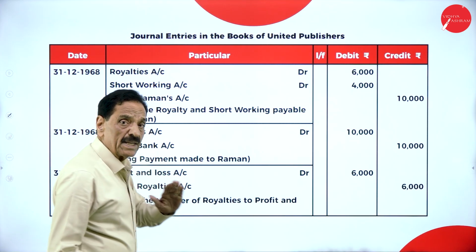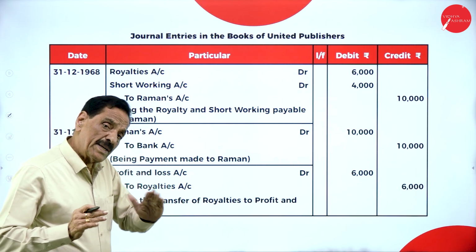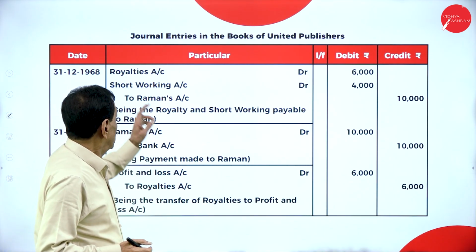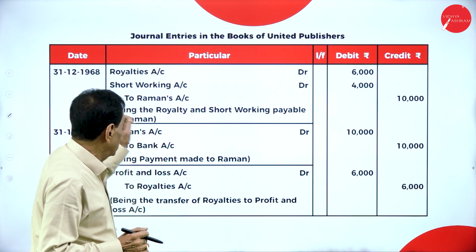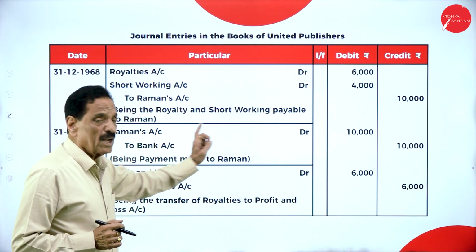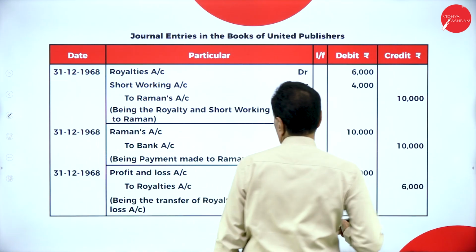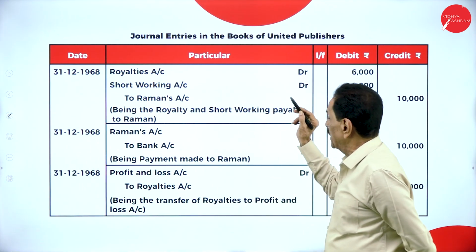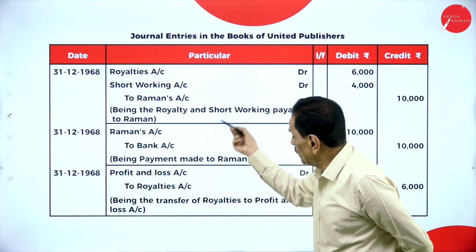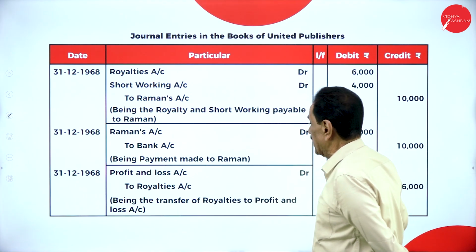So we are not raising the minimum rent account, we are raising the author account. Royalties account debit, short working account debit to Raman. Instead of minimum rent, we can write Raman account. Royalties account debit, short working account debit to Raman account. We paid to Raman account to bank account.